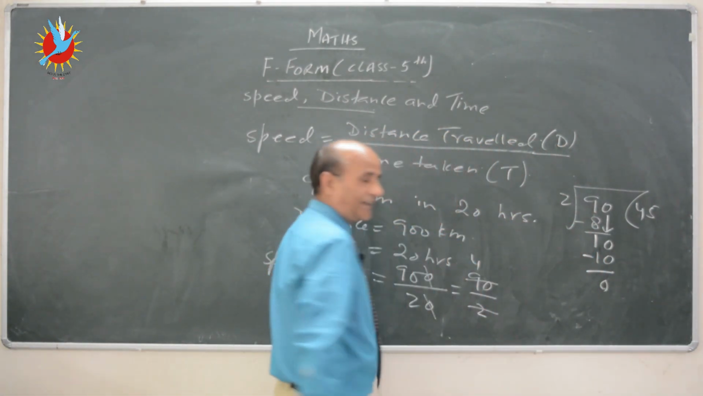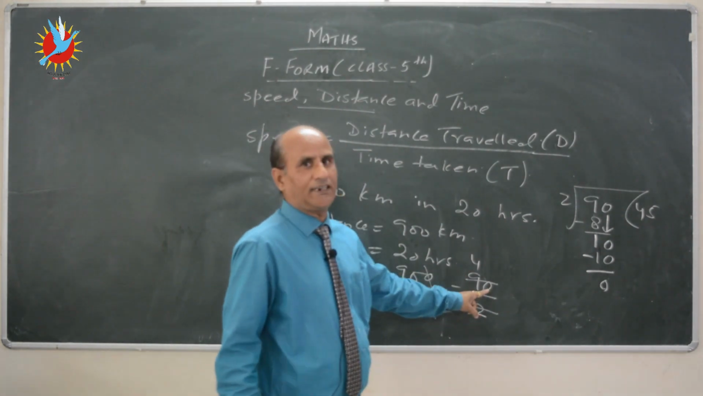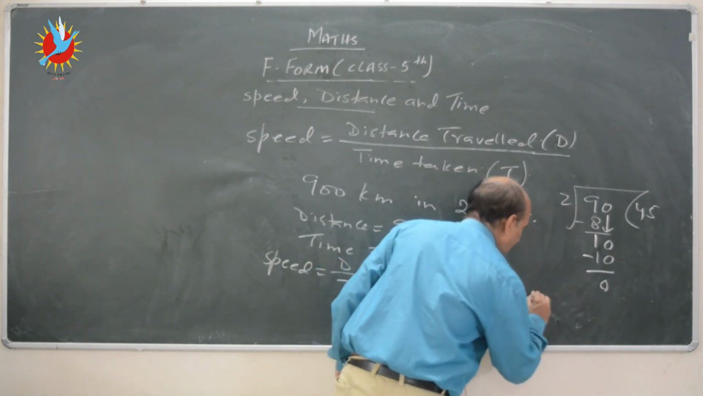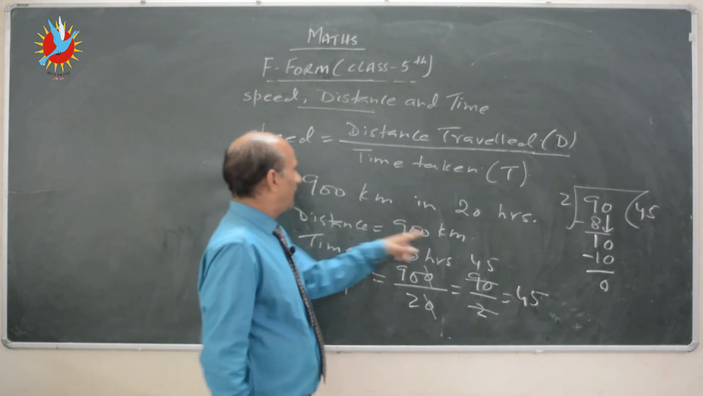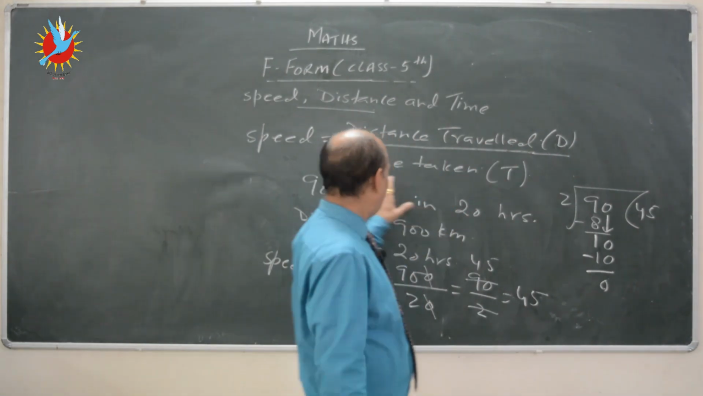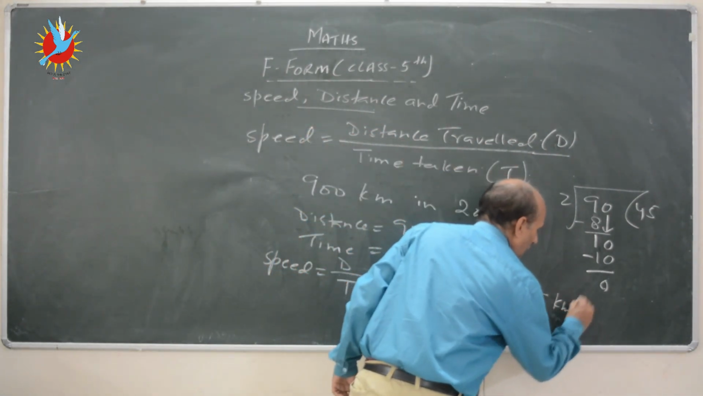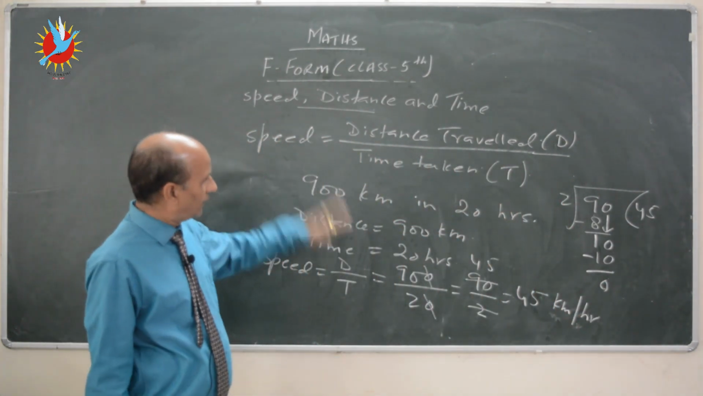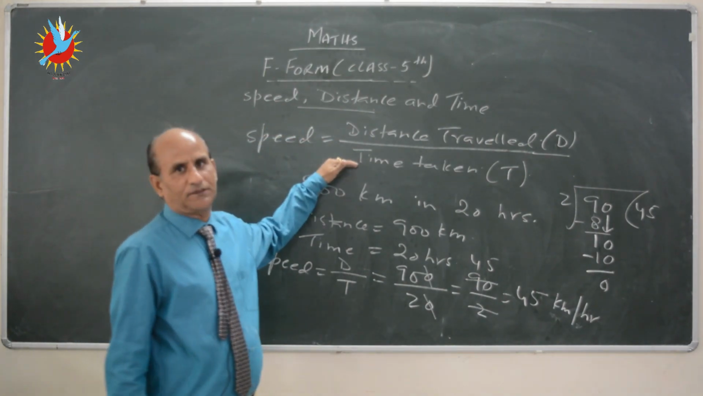You can cancel also. 2 fours are 8. How much is left? 1 is left. 1 and 0 make 10. 2 fives are 10. It is 45. Now what is the unit? It is in kilometers. Distance is in kilometers and the time is in hours. So the unit is kilometer per hour. So in this way you can calculate the speed if distance and time are given.